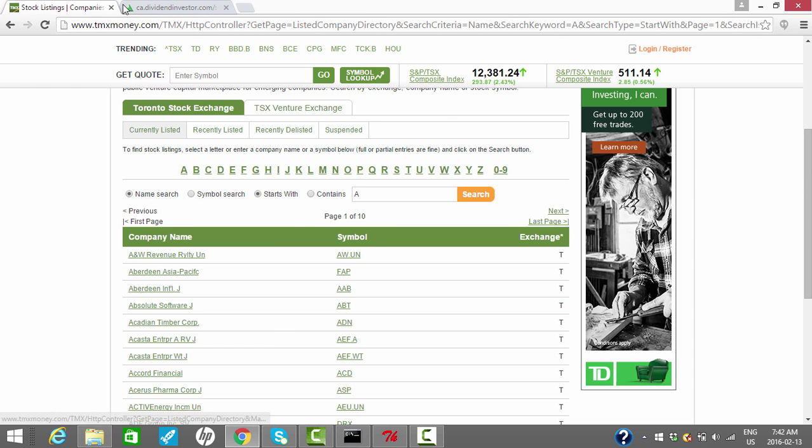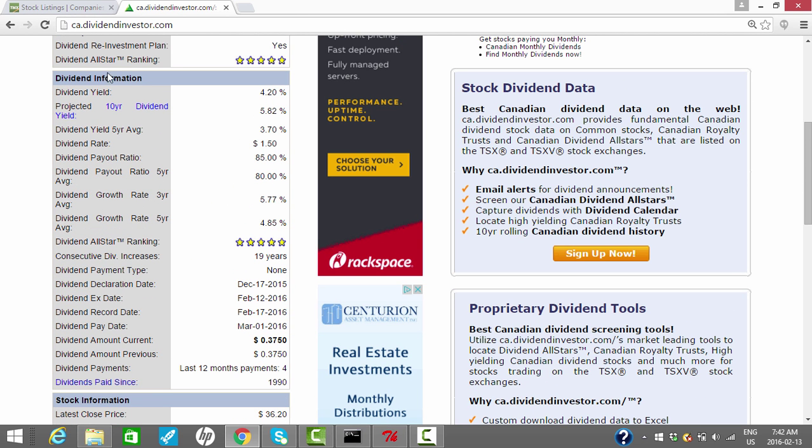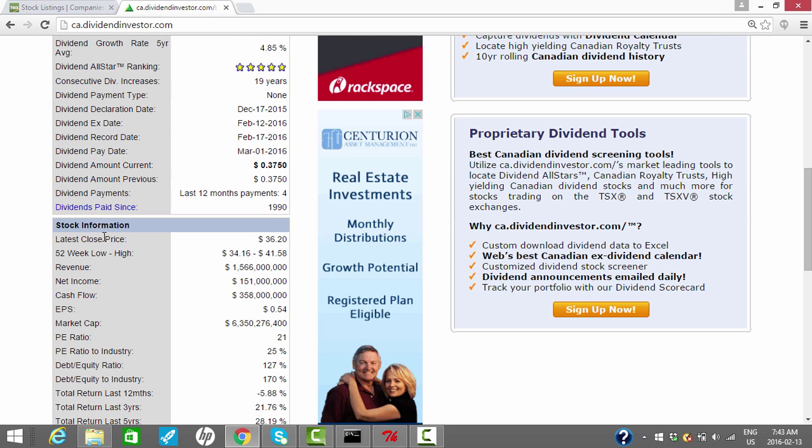extracted, it will be sent to the dividendinvestor.com website to extract the dividend information that you see on the left hand side of the screen. The dividend information, dividend date, the most important number probably will be the yield, the dividend yield, right? And also some stock information also. So let's get back to the graph there.